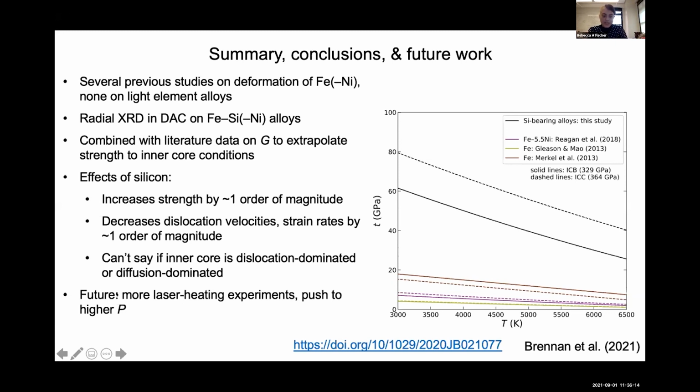In the future, we have beam time to do some more laser heating experiments to better understand the effects of temperature on all of this. And we're also hoping to do some experiments at higher pressures so we don't have to extrapolate so far.